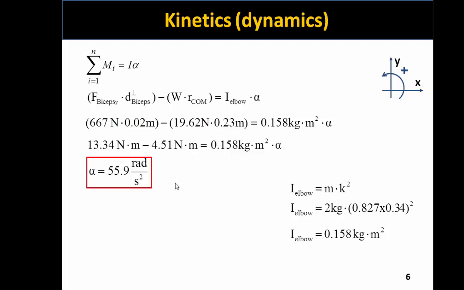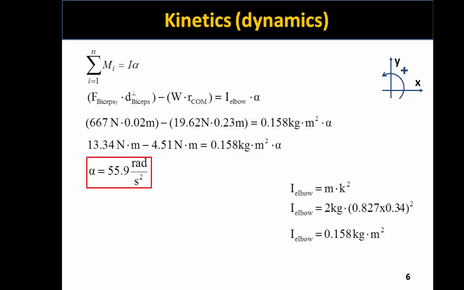And what I find is a final value for angular acceleration of 55.9 radians per second squared. And it's important to note here that the radian is a unitless variable, and we need to have a unitless variable to balance these equations.